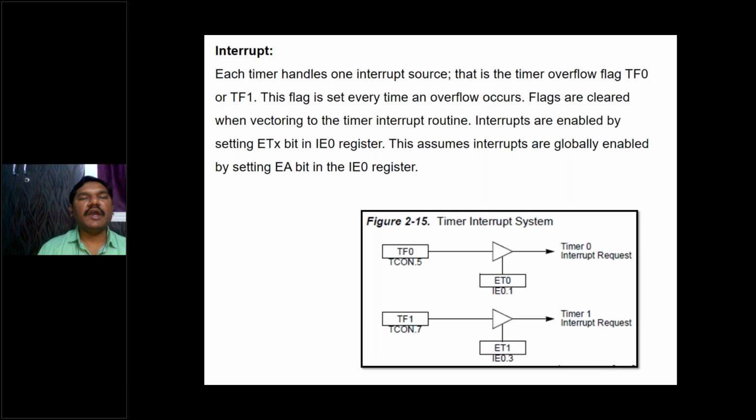Right, so I have explained this in the last presentation also. Interrupt means each timer handles one interrupt source, that is the timer overflow flag TF0 or TF1. This flag is set every time an overflow occurs. Flags are cleared when entering the timer interrupt routine. Interrupts are enabled by setting the ETx bit in the IE register. This assumes interrupts are globally enabled by setting the EA bit in the IE register, so we will see what IE and IP are.